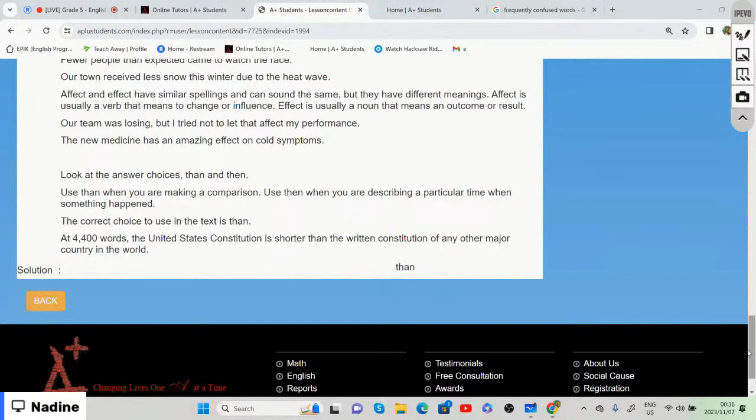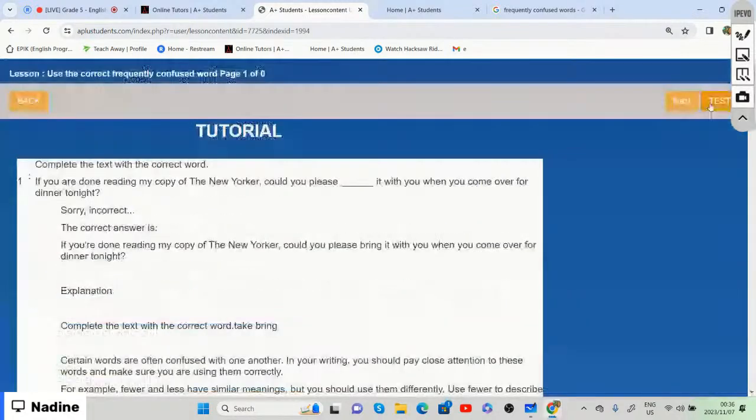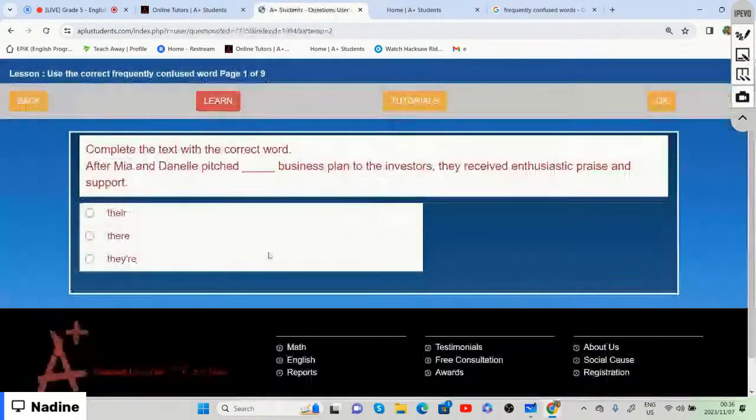All right, so now we're going to do our test, right? Where we use the correct frequently confused word. So we're going to have to complete the text with the correct word. And these are basically different words, right? The spellings are similar.